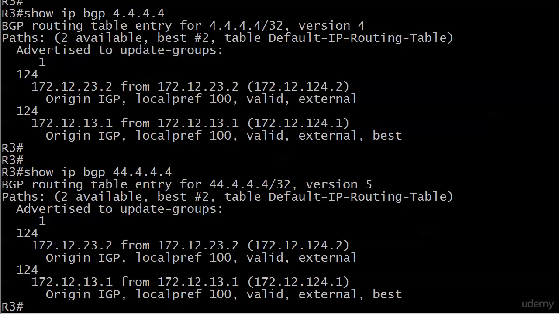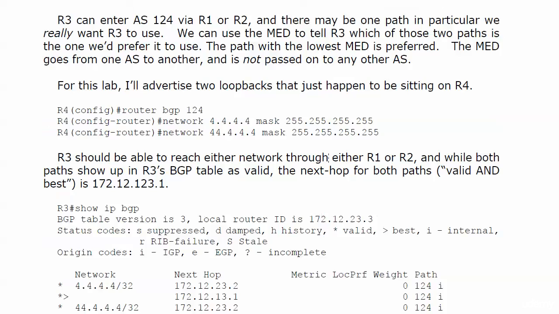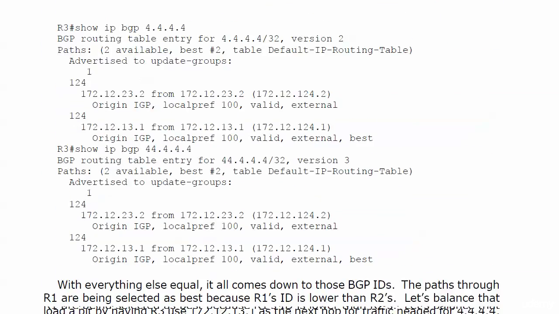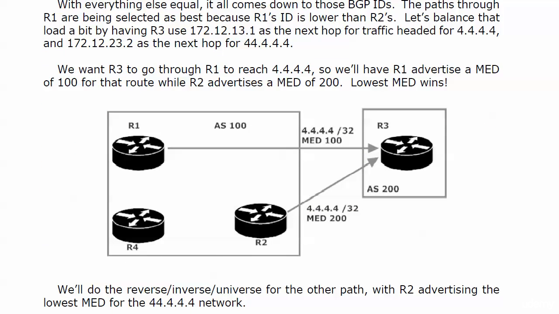Maybe both of these paths are going to be so heavily used that we want to split the traffic up a little bit. So that's what we're going to do here. We're going to add a little degree of difficulty to it. We've already seen this material. Here's what we want to do. We're going to balance the load a little bit. We want router 3 to continue to use 172.12.13.1 as the next hop for traffic headed for 4.4.4.4.